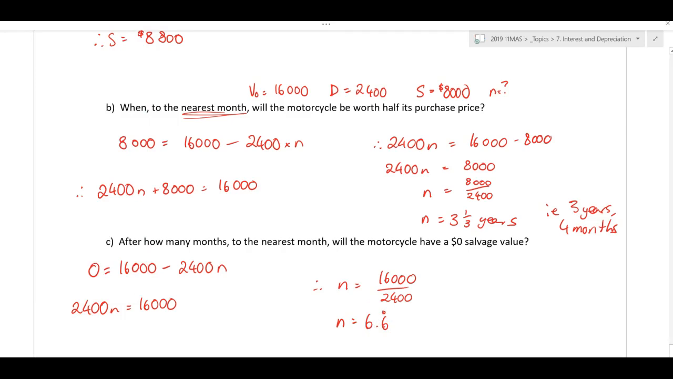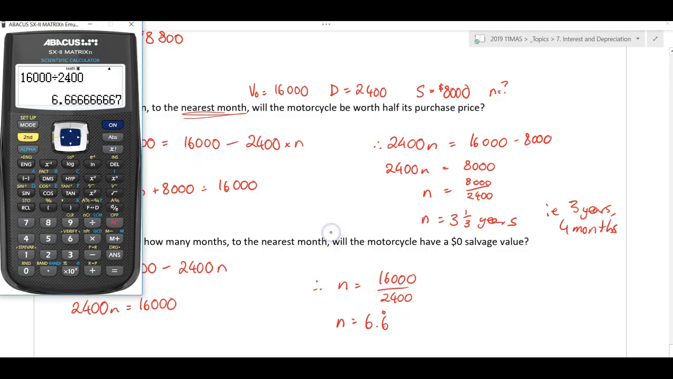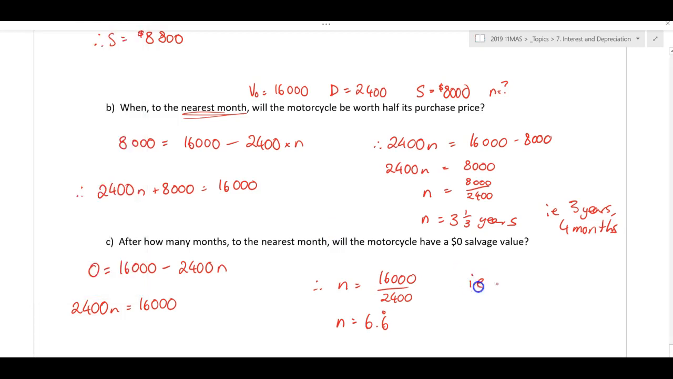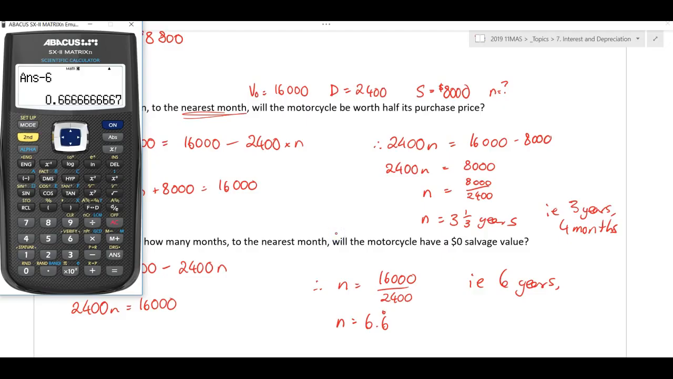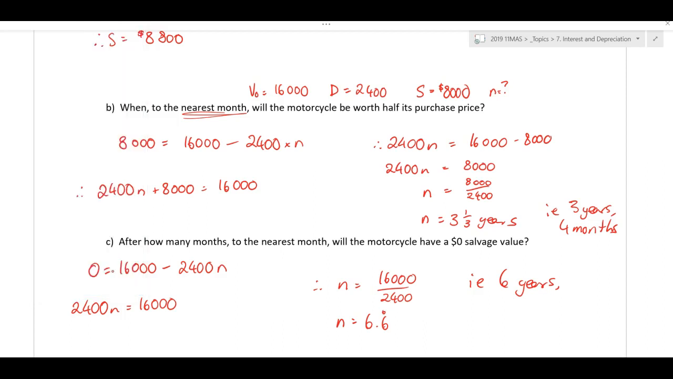I get 6.6 recurring. Let's use that thing that I mentioned before. Take the whole number part away, so it's 6 years. We've taken care of that. Now it's that much of a year left. Multiply it by 12 to get how many months it is, and we see that it's 6 years and 8 months.